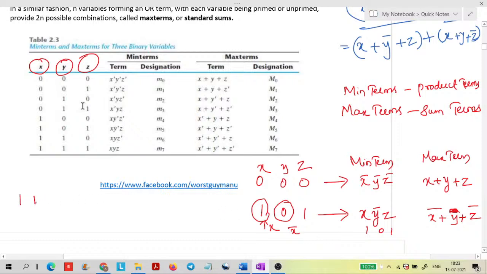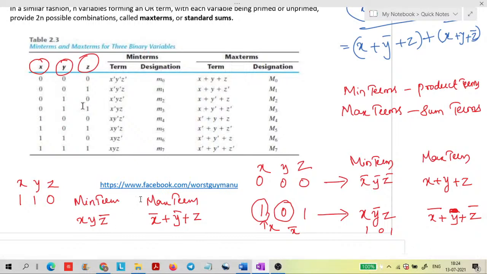For example, 110 for min term and max term. In min term for x, y, z, the min term is x into y into z bar. In max term we consider this as x bar plus y bar plus z. That is the max term.